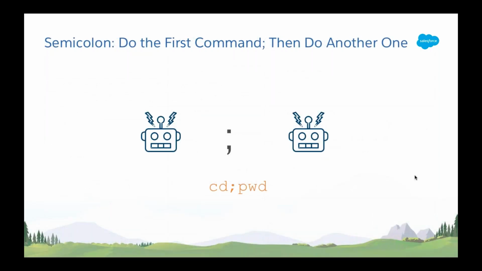So I want to show you some of the operators. These are the things that happen between commands. In this case, the semicolon means do the first thing, then do the next thing. So cd; pwd is going to change the directory and then print the working directory that you're in.